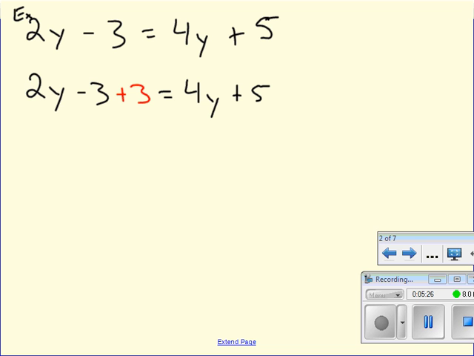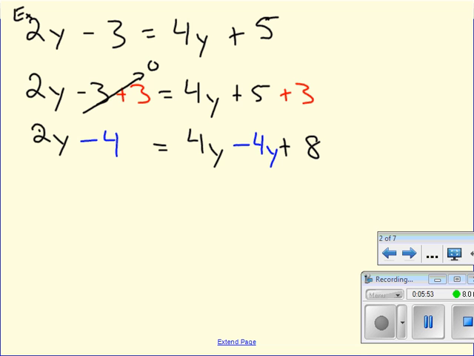And whatever I had done to the left, I have to do to the right. I added 3 here. I'm going to have to add 3 over here. Negative 3 plus 3 is 0. I'm left with 2y, and it's equal to 4y + 8. To get rid of 4y, I'm going to subtract 4y here, but I'll have to do the same here. 2y minus 4y is negative 2y, and I'm left with 8 here because this goes to 0.